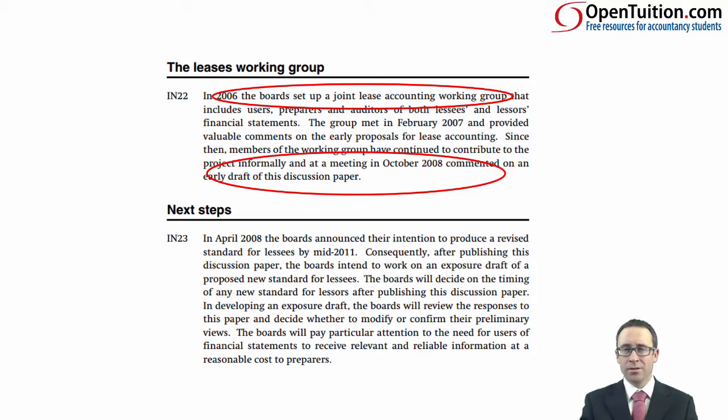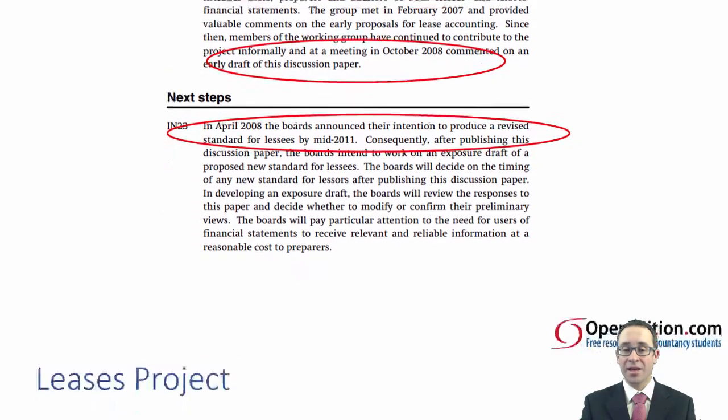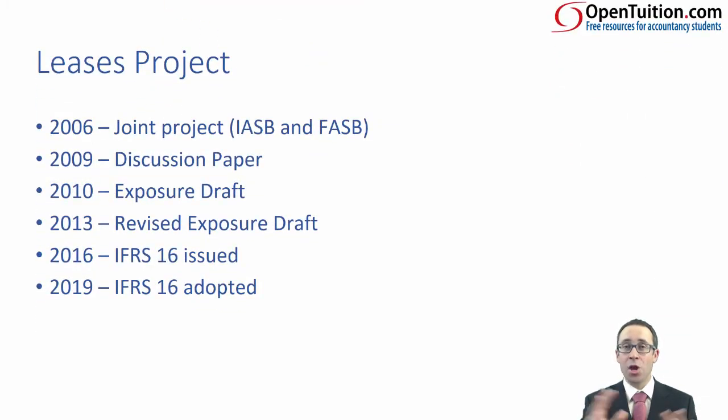Okay, so it took 2 years nearly to get a discussion paper set up. However, once the discussion paper was set up, hopefully the exposure draft would have come quickly, things would have progressed well, so that by mid-2011, approximately 5 years or so, they expected to have a new accounting standard. Okay, was that the case? Simple answer, no.